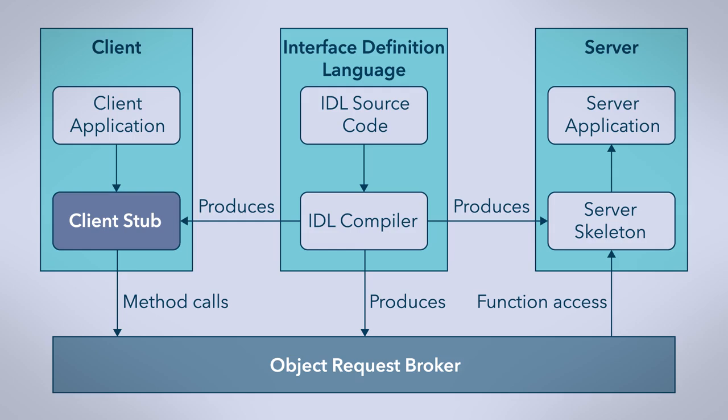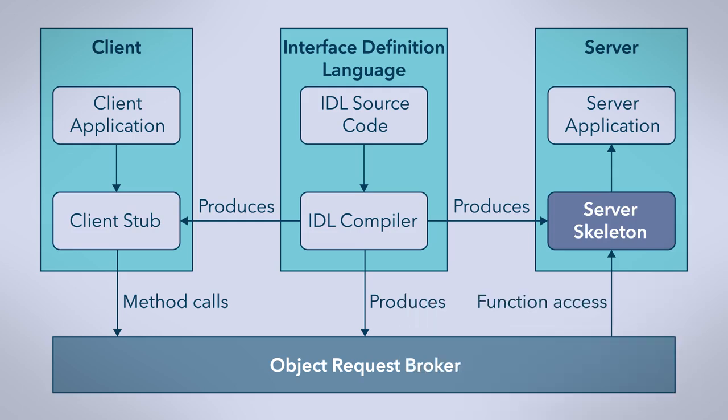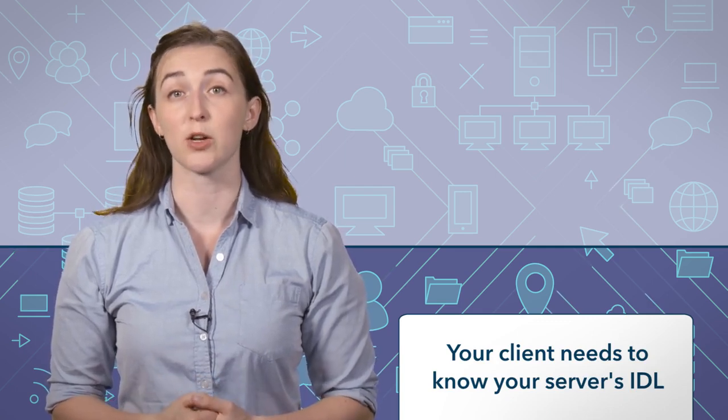In addition, since the client accesses the remote methods through the stub, the stub must also contain the method declarations of all the objects distributed throughout the brokers. The server skeleton hides the object distribution from the server application. Since the remote objects are making function calls to the server, the skeleton will act as a proxy object and make it appear as if the calls are coming from a local object. This architectural design means that your client needs to know your server's IDL in order for the two to communicate with each other. Without this knowledge, your client won't be able to access the methods that are being served by the object broker.